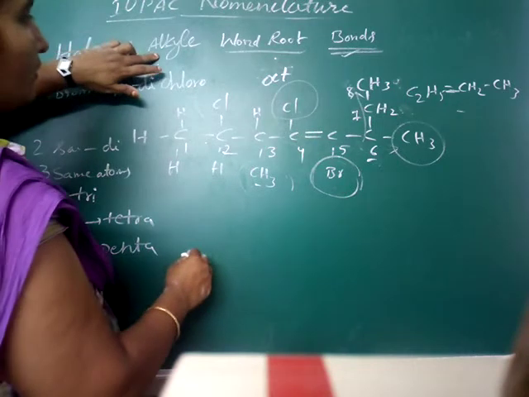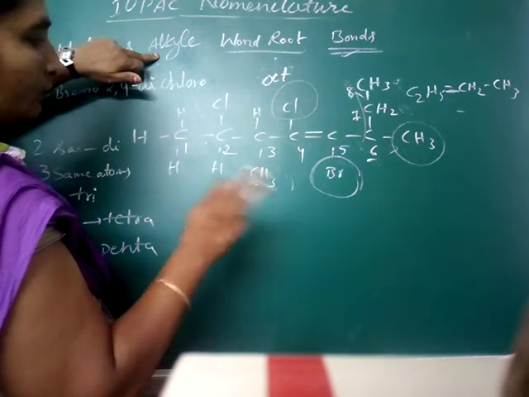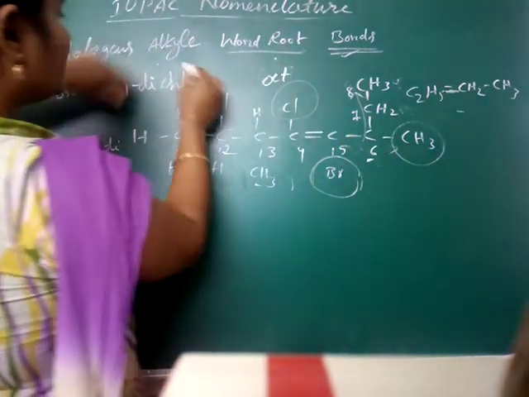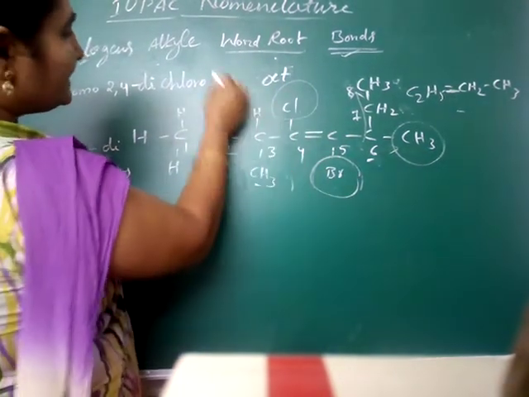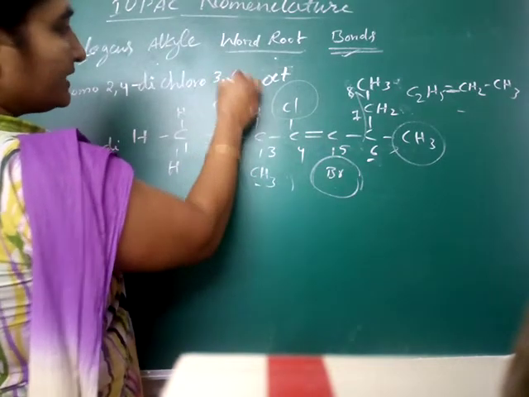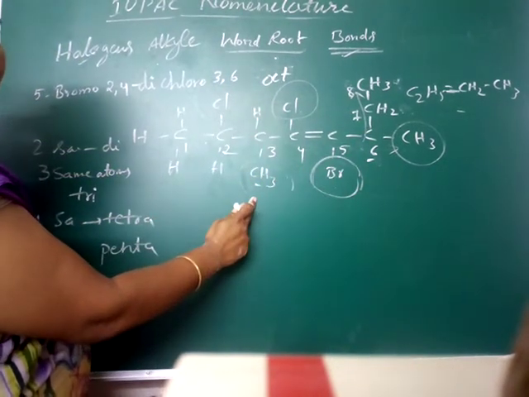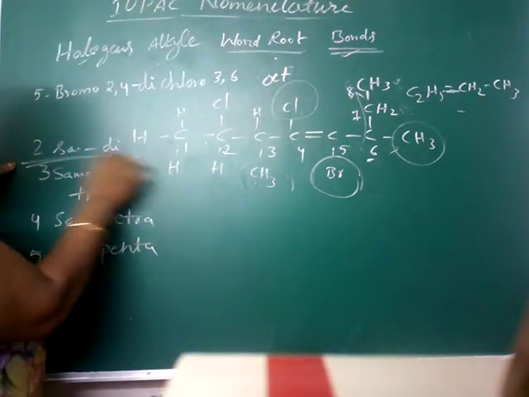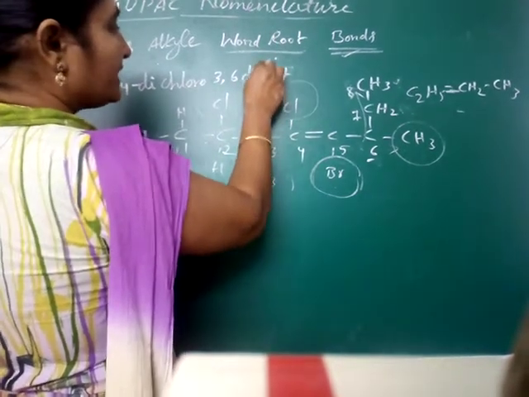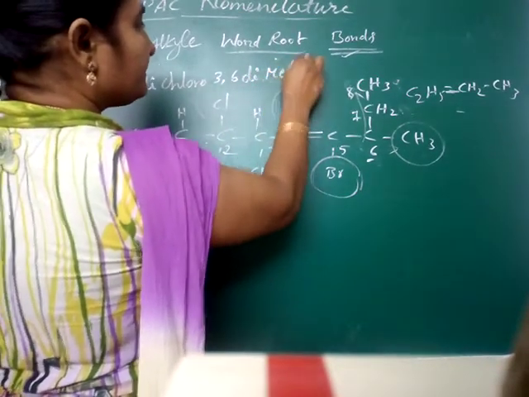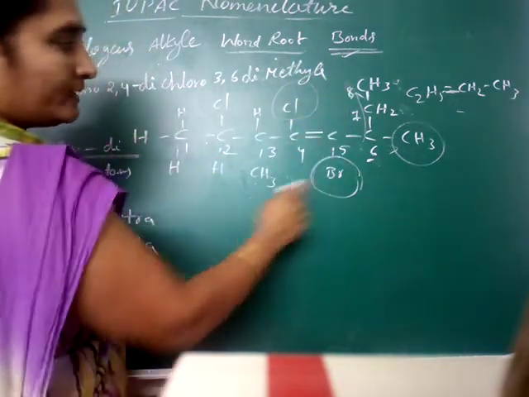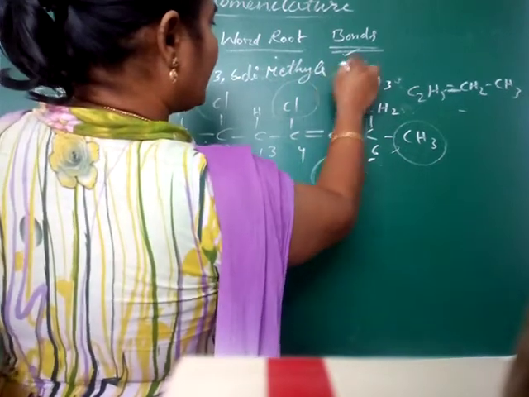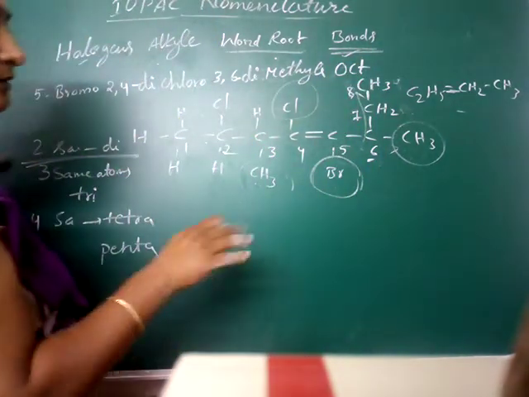Right now, what are the alkyl groups present here? On the 3rd carbon there is a methyl group, and on the 6th carbon there is a methyl group. That's why you are writing 3, 6. Both are the same alkyl group only. There is no difference. Here also methyl, here also methyl. Same groups, then you have to write di, because 2 are there. Methyl group is there, that's why 3, 6, dimethyl. Oct is the word root, already we wrote before.